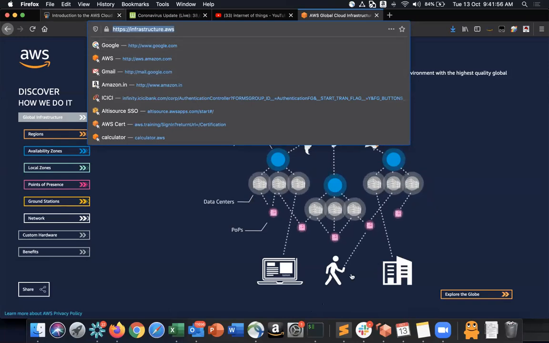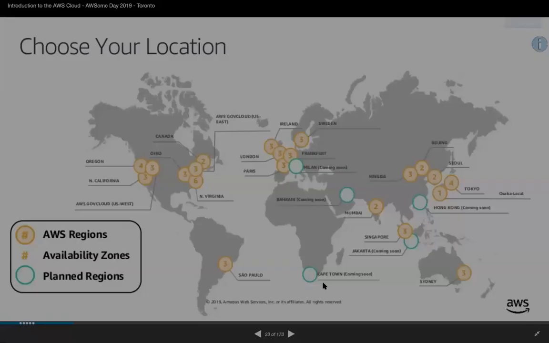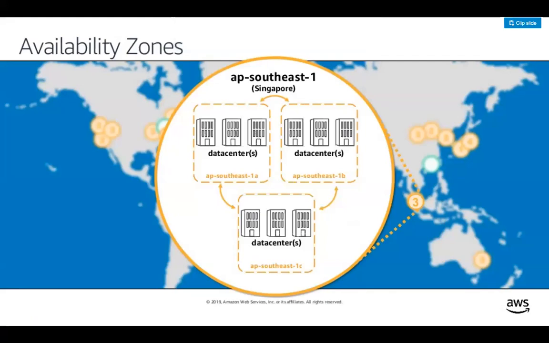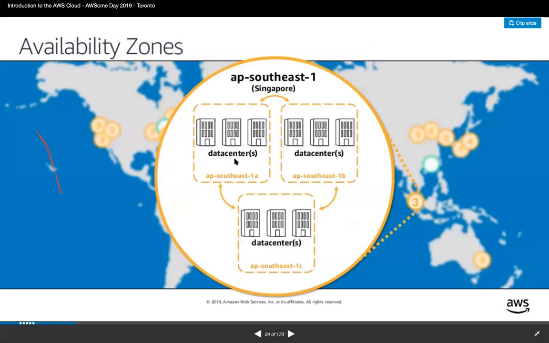Okay, let's go back. So this is basically the global infrastructure. Let's take one example of the Singapore region. The Singapore region has 3 availability zones: availability zone 1, availability zone 2, availability zone 3. The region is called AP-Southeast-1. That is the region name, which is used everywhere because it's all automatable.